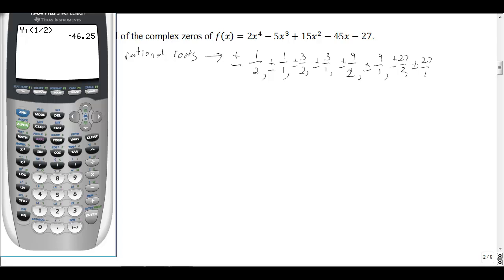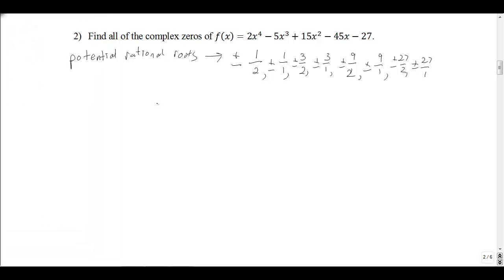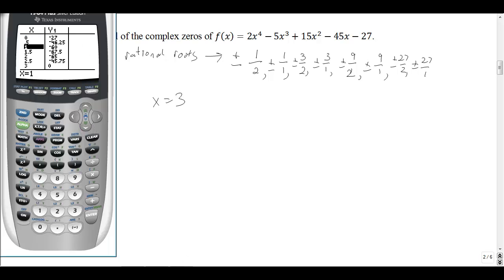Probably the table's faster, but note, I have denominators of 2. So before the table, I'm going to go to second table set, and start at, how about we start at 0 here. But my delta, I'm going to want halves here. So I'm going to do 0.5s here. Sometimes you've got to just play around and see what's there. So we have 0, we got a 3. So x equals 3 is a root. Did we find anything else? We can keep going.